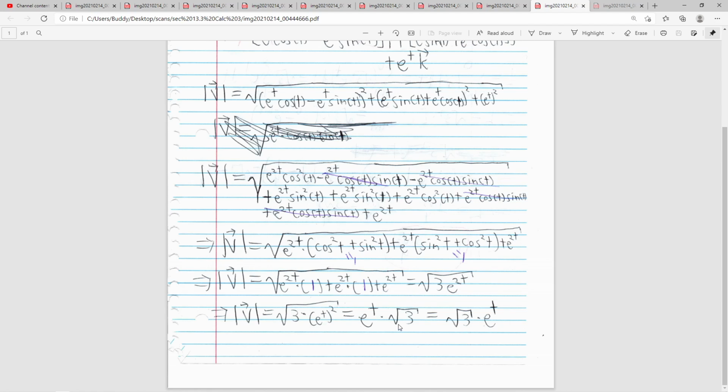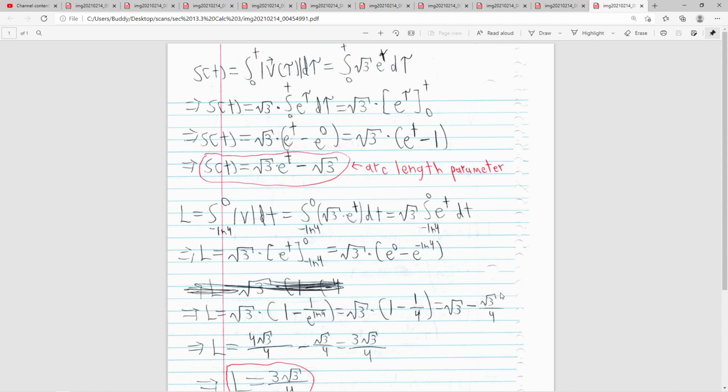And in the end, that's technically e to the t squared, so you can just take the square root. So e to the t times square root of 3, or square root of 3 times e to the t, is what the magnitude of v is. Got that? Now finally we can get somewhere. We have the magnitude of v at t. For the arc length parameter, we integrate square root of 3 e to the tau d tau from 0 to t. The integral of e to the tau is just e to the tau.